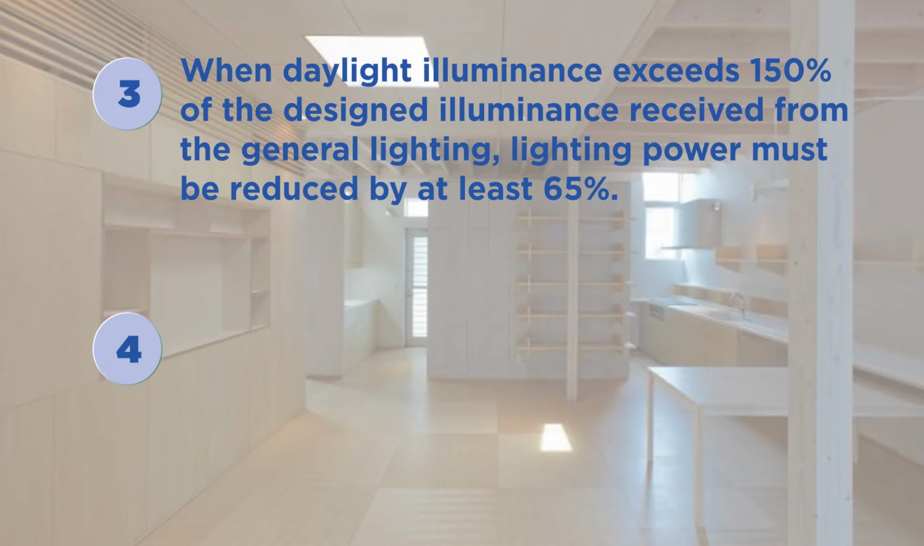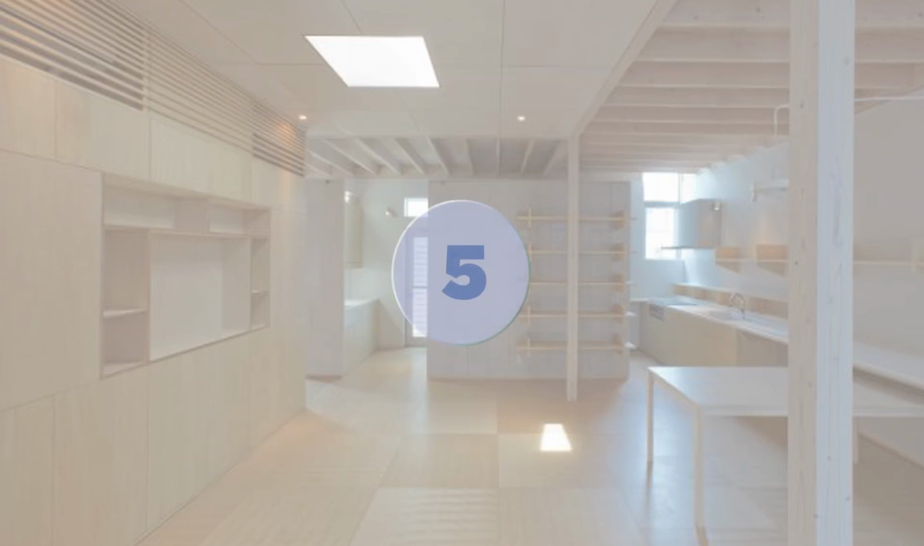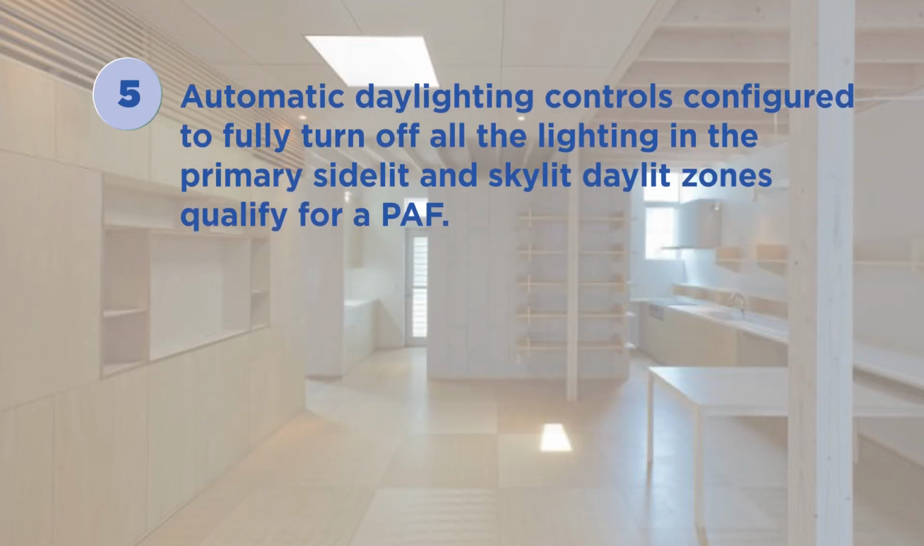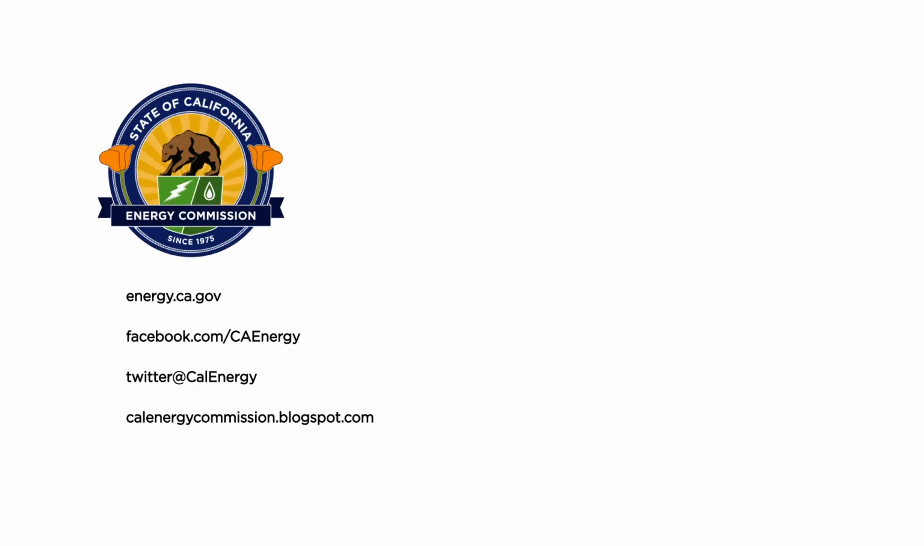With some exceptions, automatic daylighting controls are required in primary sidelit and skylit daylit zones, but in secondary sidelit daylit zones, they are only required under the prescriptive compliance approach. And automatic daylighting controls configured to fully turn off all the lighting in primary sidelit and skylit daylit zones qualify for a PAF. This concludes Module 5.